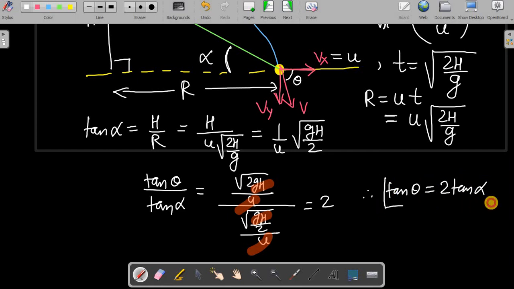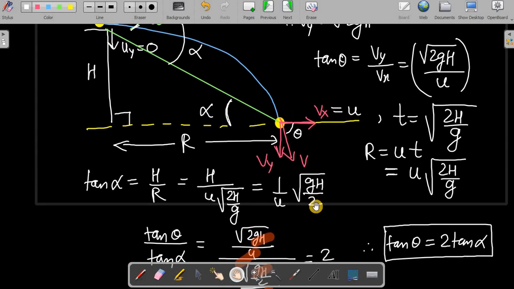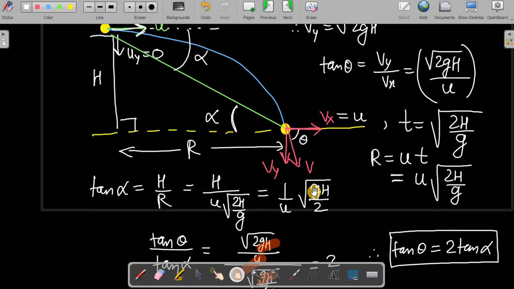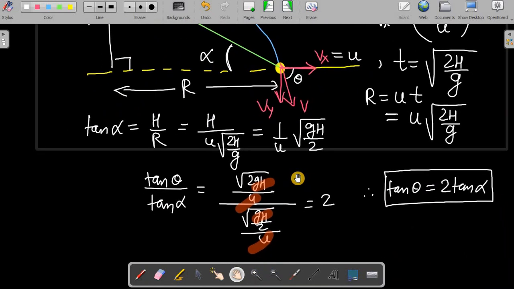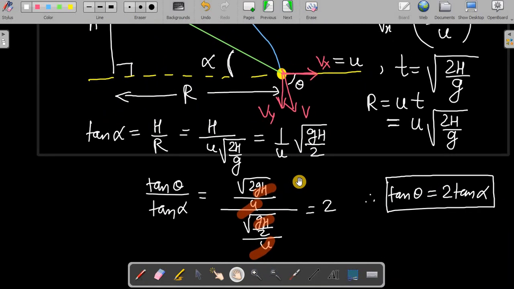This is one result in horizontal projectile motion which you can follow. It can be used in objective questions. Okay, so this is horizontal projectile motion.